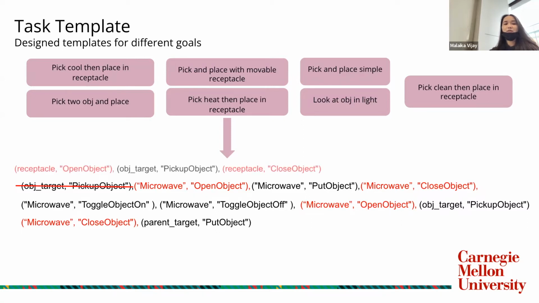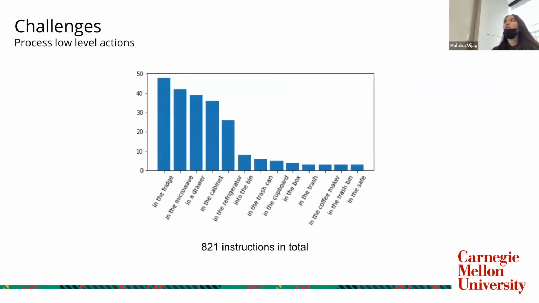So our proposed solution is to first identify the closed receptacle and add the opening and closing receptacle action pair around this pickup action. So we further investigated the validation data set to see, out of the 821 instructions, how many instructions have this kind of problem of the object enclosed in a receptacle. And the two most frequent cases, as you can see, are in the fridge and in the microwave.